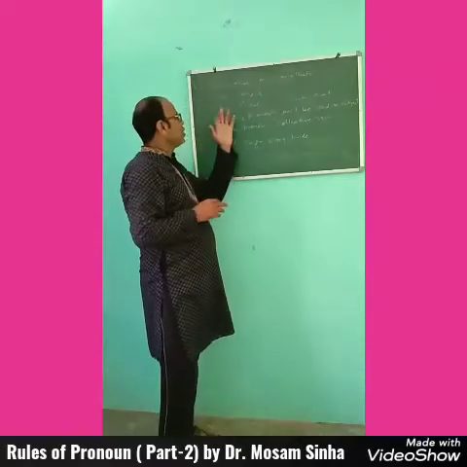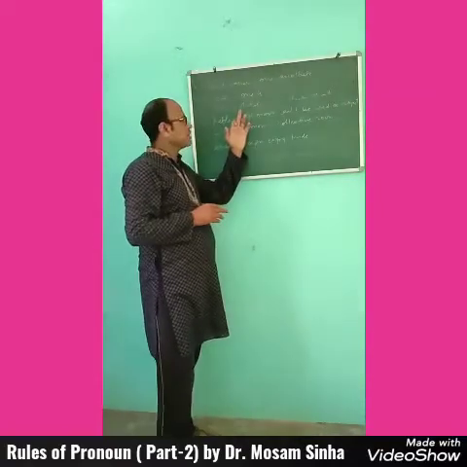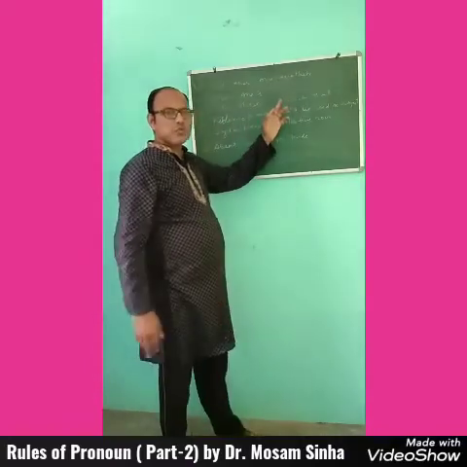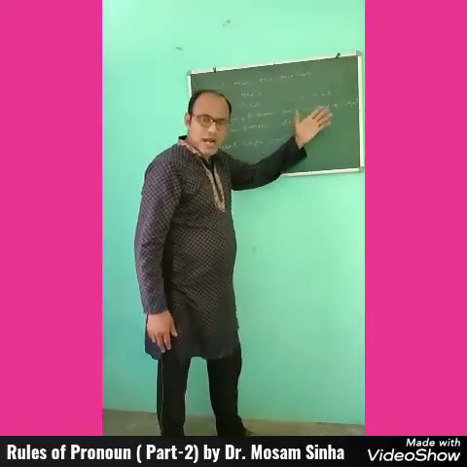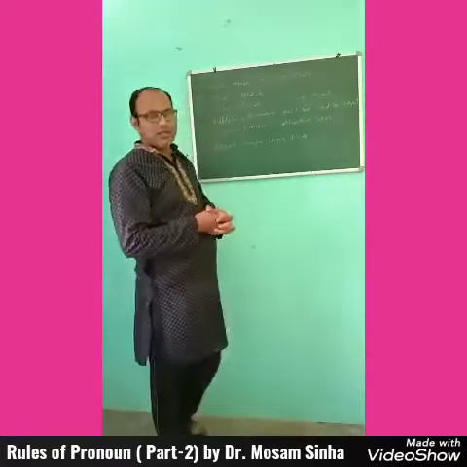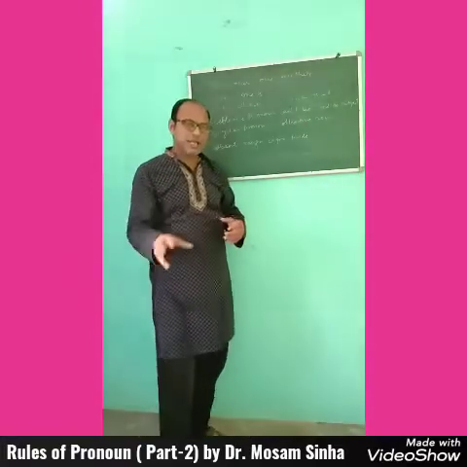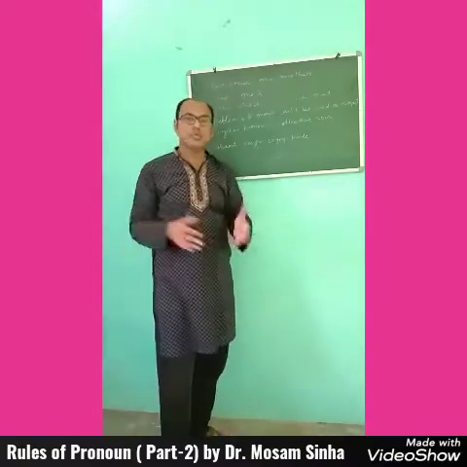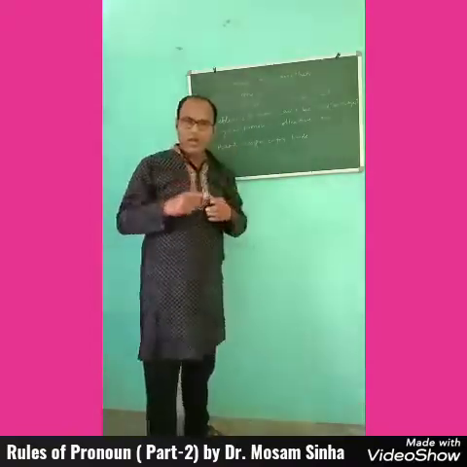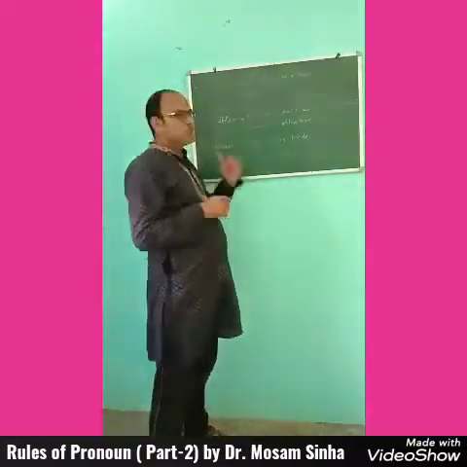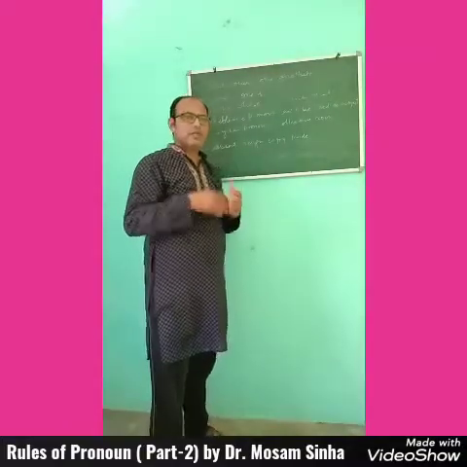Rule number 3: who and whose we use for persons and which is used for non-living things. That is used for both non-living things and persons. He who is blind came to me. When I say he who is blind came to me, I am using who for a living being. Same way, whose is used for living beings, for persons.